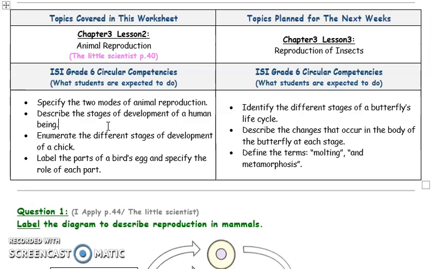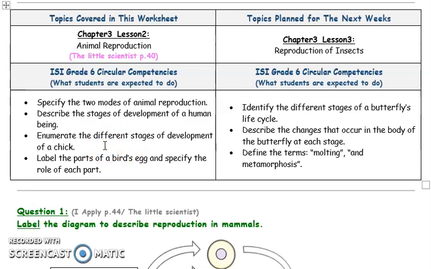What are the stages of development of a human being? Fertilization happens inside the female's body. The sperm fertilizes the ovum. Then we get a zygote. The zygote divides many times to become an embryo. The period of development of the embryo inside the female's body is the gestation. When gestation is over, mammals, including humans, give birth to live young. We say that mammals are viviparous organisms.